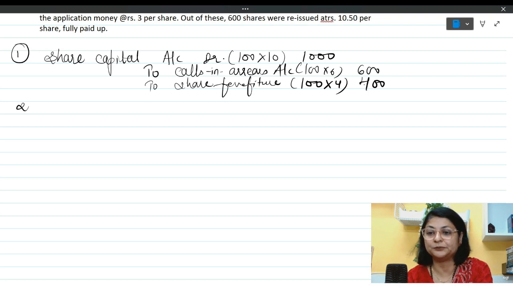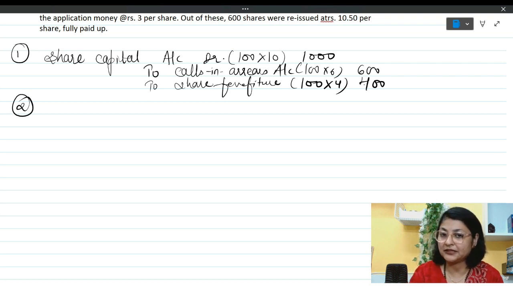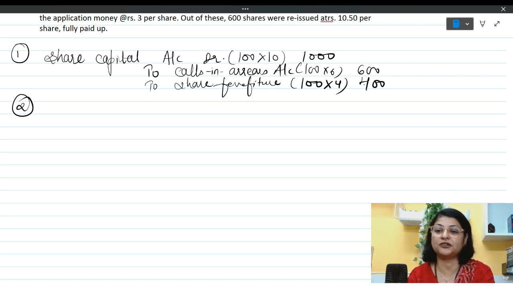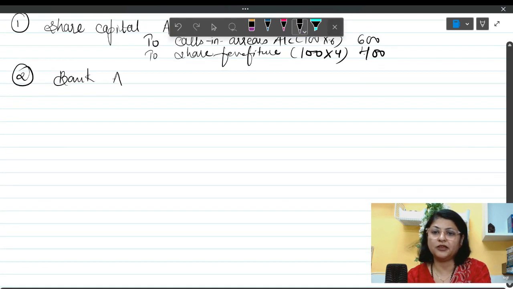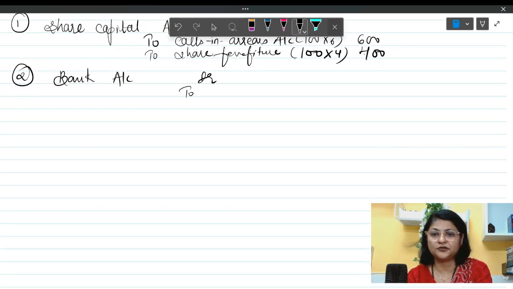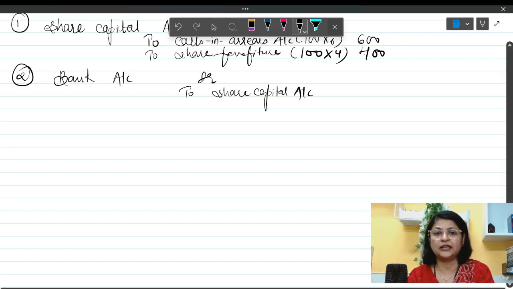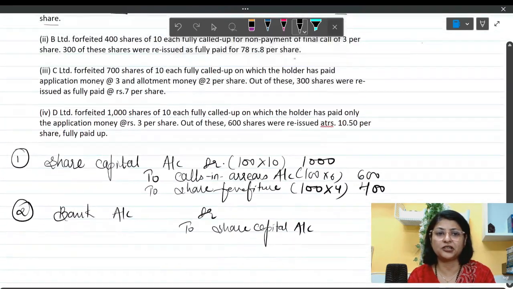Now in the second entry we will pass the reissue entry. What is the reissue entry? Reissue entry is bank account debit. I have written share by mistake. It is bank account debit. We have issued these shares to share capital. And let us see for how much amount these shares are being reissued.